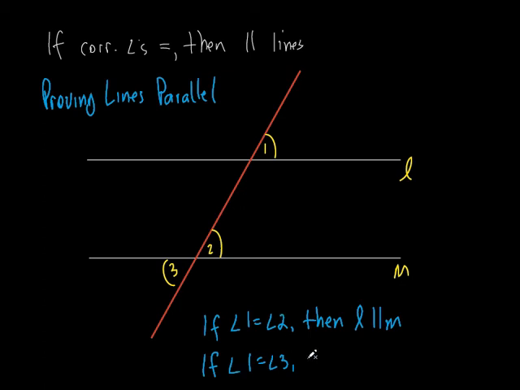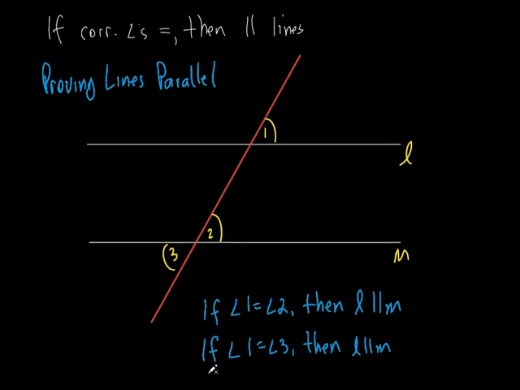So if angle 1 is equal to angle 3, if that's all you knew, let's say you didn't know anything about angle 2, but you knew that 1 and 3 are equal, is that enough to say that the lines are parallel? Absolutely, because if the alternate exterior angles are equal to each other, then the two lines are parallel. So then I could say that L is parallel to M. Make sense? What's another one that I could say?